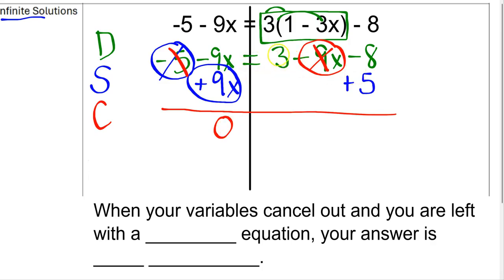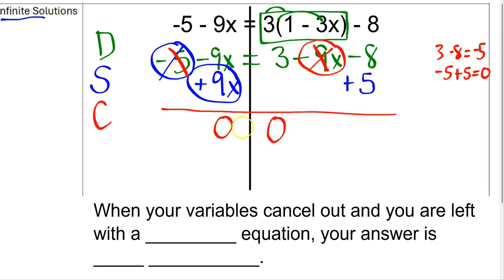Over on this side, I'm going to combine my 3 minus 8 plus 5. 3 minus 8, right? 3 minus 8 is negative 5. And then I got to add that 5. Negative 5 plus 5 is going to give me 0. So I have 0.